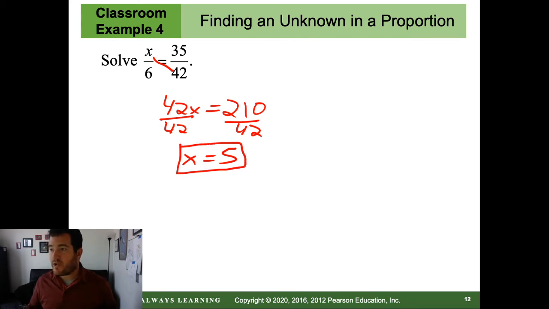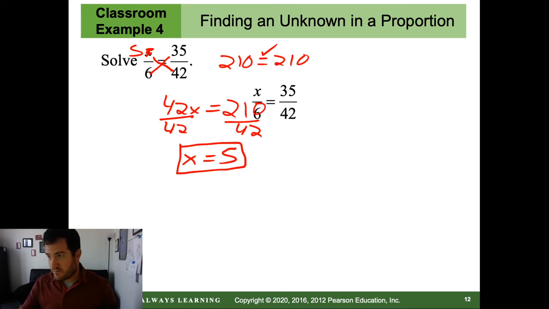Hopefully that made sense. So again, we want a proportion, so we want our cross products to equal. Sorry, if I plug in a 5 in here, I think I'm going to get 210 is equal to 210. Did we create our proportion? We sure did. Okay? Now, let's step it up a notch.